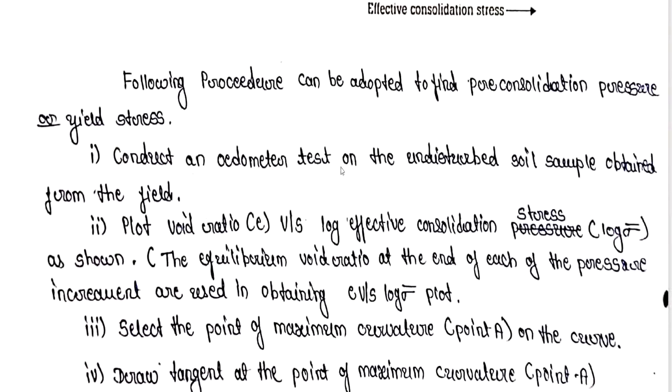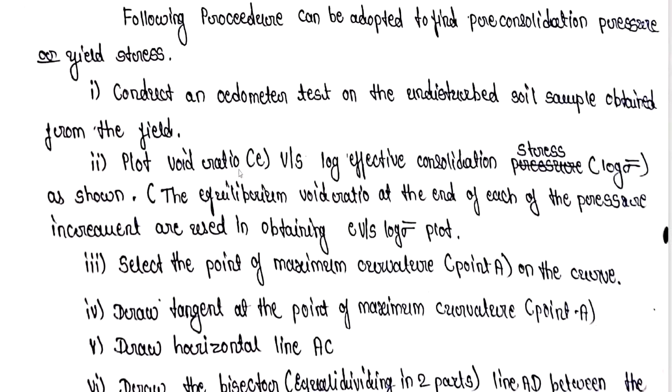First one, conduct an odometer test on an undisturbed soil sample. This is very important. There are various types of soil samples: one is a disturbed soil sample, another one is an undisturbed soil sample. In case of a disturbed soil sample, the natural condition and natural properties of the soil will not be represented. In case of an undisturbed soil sample, the natural condition and natural properties of the soil are preserved and represented. Next, conduct an odometer test on the undisturbed soil sample obtained from the field. We have to conduct the odometer test.